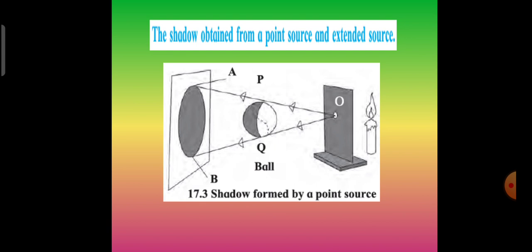The shadow obtained from a point source and an extended source. In this activity, you have to take a candle or a torch. You all can do this activity at home also under the guidance of your parents. You can take either a candle or a torch as a light source. In front of it, set up a cardboard with a tiny hole. Now, the light is seen to emerge from the hole on the cardboard. Such a light source is called point source.